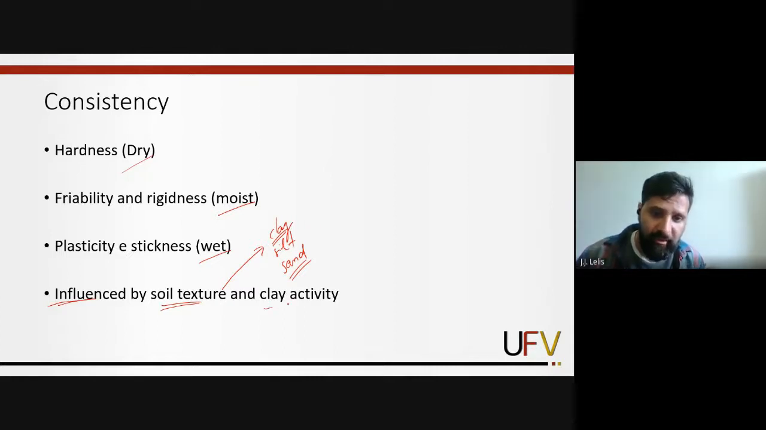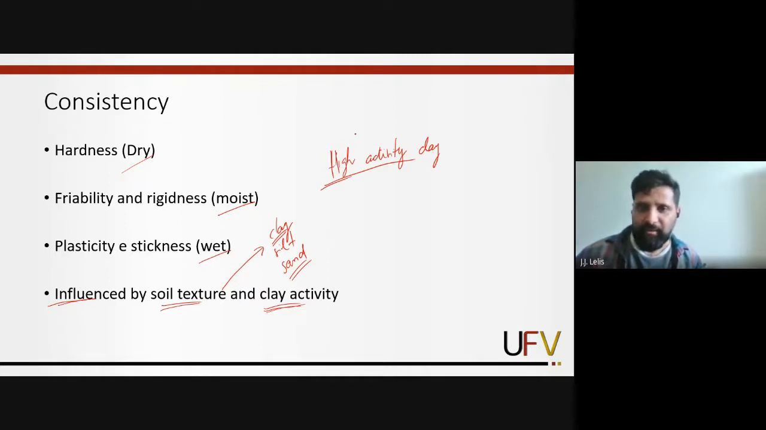And of course, the clay activity. If you have high activity clays or low activity clays, you have different consistencies of the soil horizon, okay? I don't remember what a high activity clay is. It's quite easy to identify a high activity clay. These clays are those that have 2 to 1 minerals.